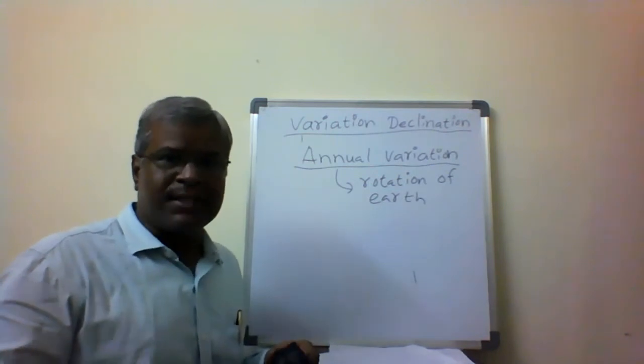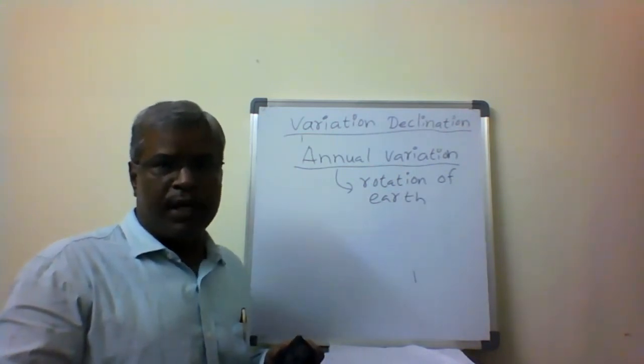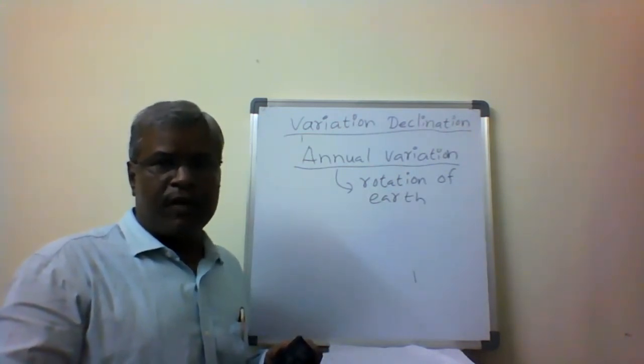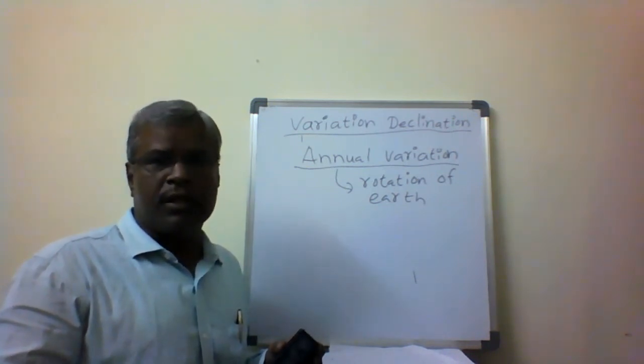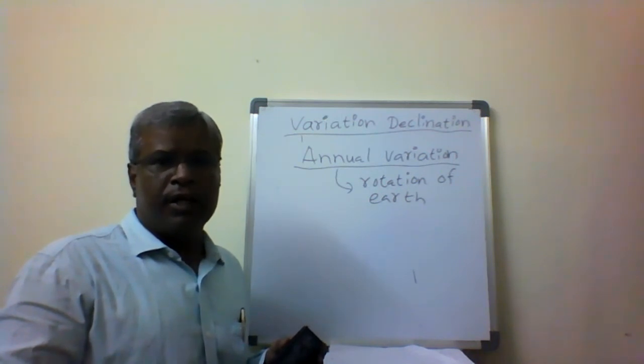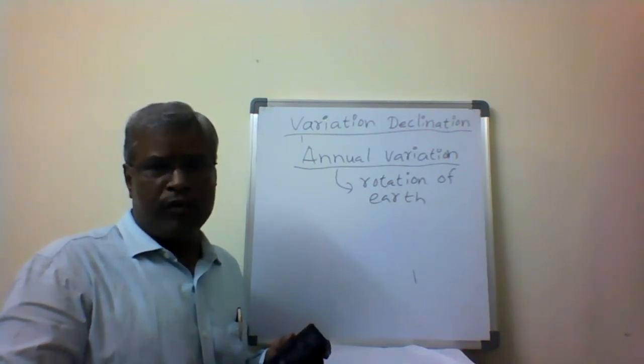Rotation of the earth. Its axis is going to be inclined, and it is traveling in an elliptical path of earth around the sun. So it takes 1 year. That is the annual variation.